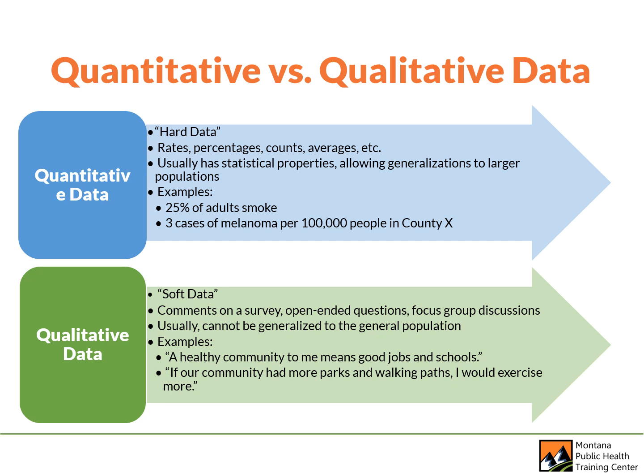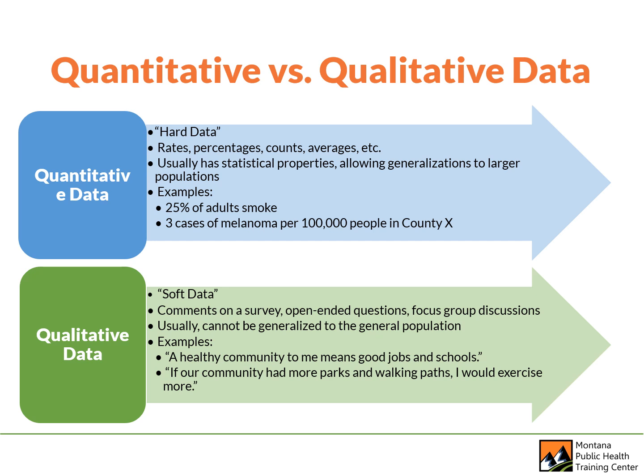Let's talk about the difference between quantitative and qualitative data. Quantitative data is the quote-unquote hard data. This includes rates, percentages, counts, averages, etc. Usually this type of data has statistical properties, where sometimes we can allow generalizing it to a larger population. A couple very quick examples are, say, 25% of adults smoke, or 3 cases of melanoma per 100,000 people in County X.